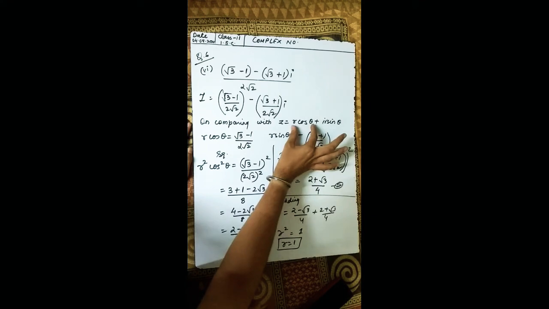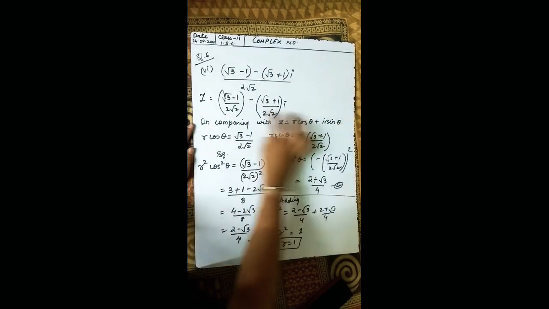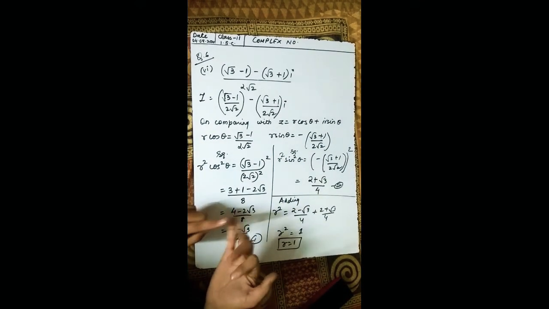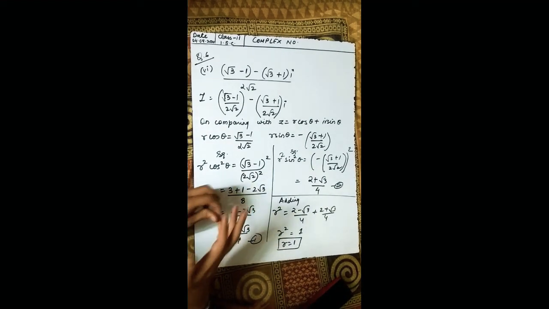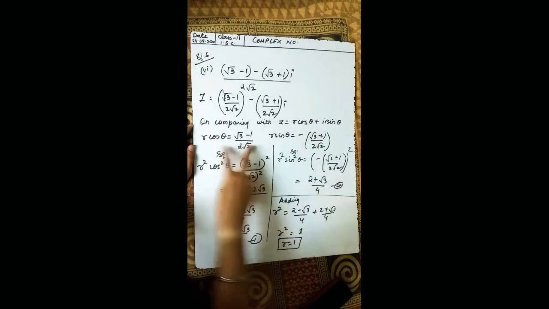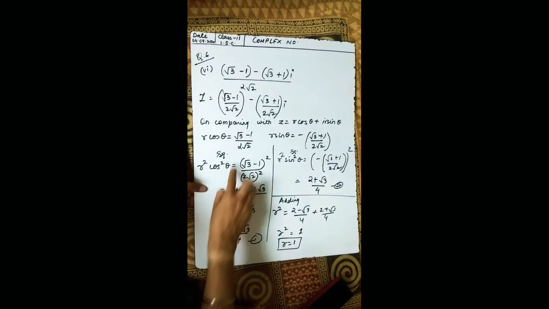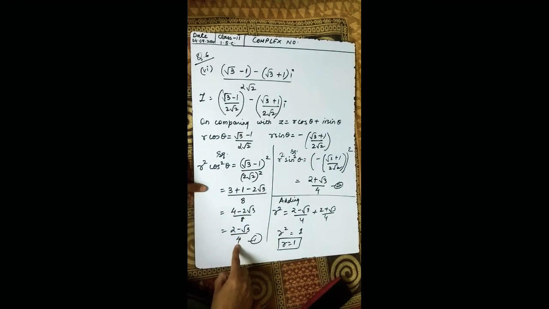So first of all, let us compare the real part with the real part. r cos θ is equal to this and r sin θ is equal to this. First let us get the value of r and then we'll get the value of θ, keeping in mind the condition that r should be greater than 0 and θ should lie between −π and +π. Let us square both the sides. So r² cos² θ equals the square of this one. Using the identity and solving, you get (2 − √3)/4.